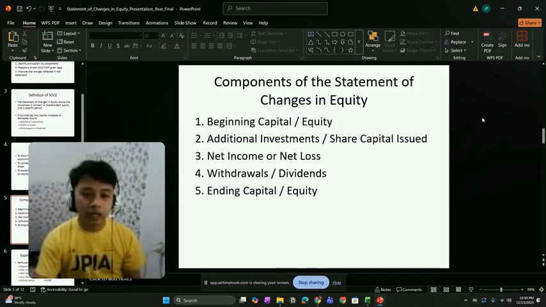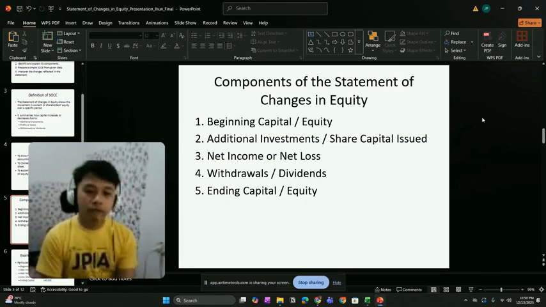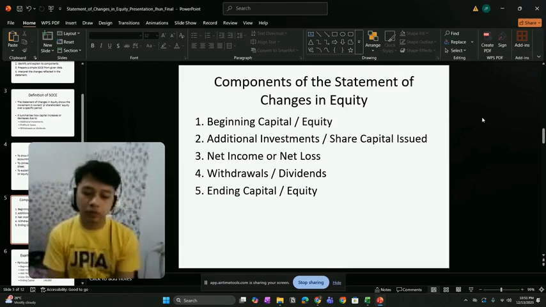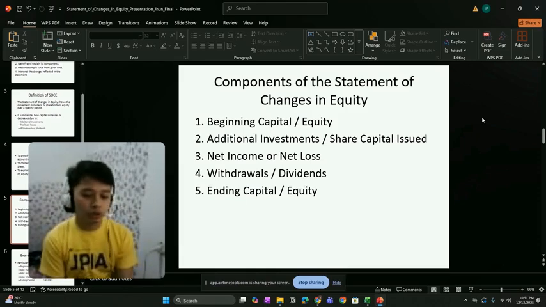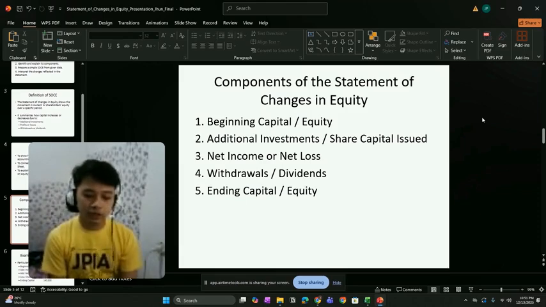Third, we include the net income or net loss. So if the business earned income, we add ito sa equity. And if there is a net loss, syempre binabawas naman natin ito. Then fourth, we have withdrawals or dividends. So these are amounts taken out by the owner or distributed to shareholders. Kaya ibinabawas natin ito sa equity.